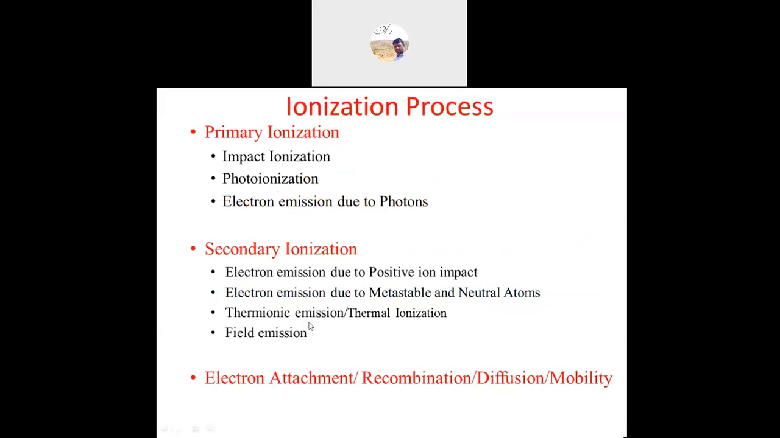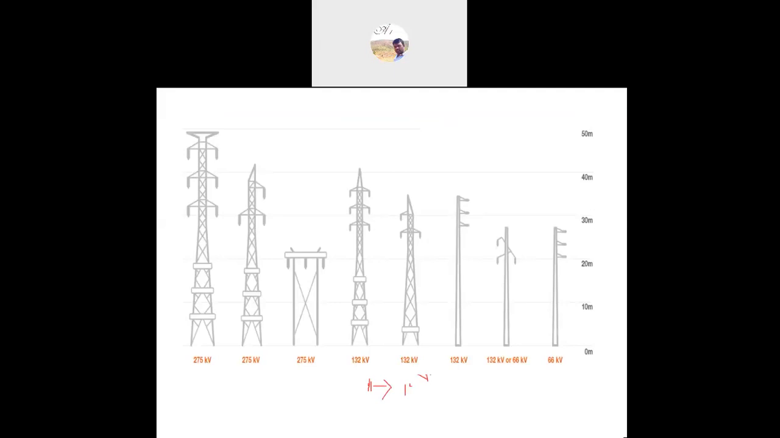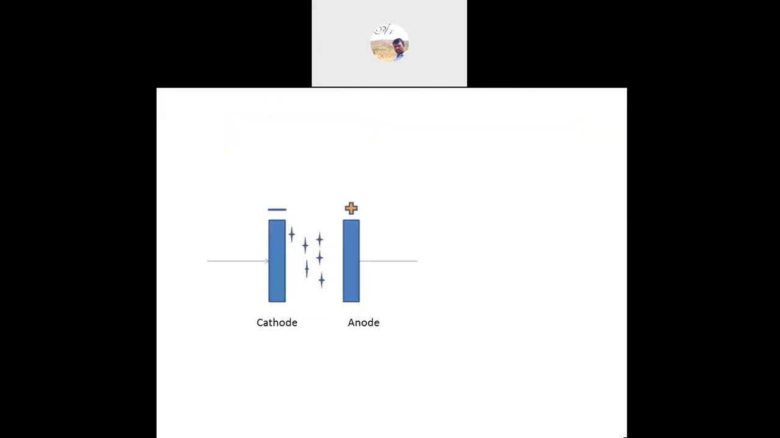In the secondary ionization, we have electron emission due to positive ion impact, electron emission due to metastable neutral atoms, thermionic emission, thermal ionization, and field emission. Other methods are electron attachment or recombination, and diffusion or mobility method ionization. First we'll discuss primary ionization, or collision ionization.